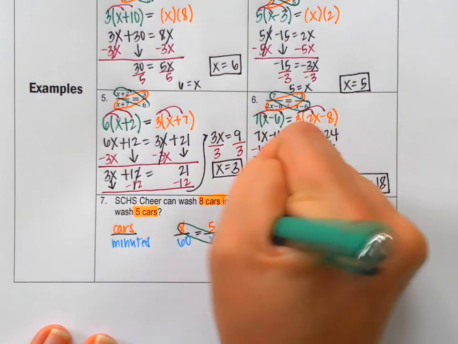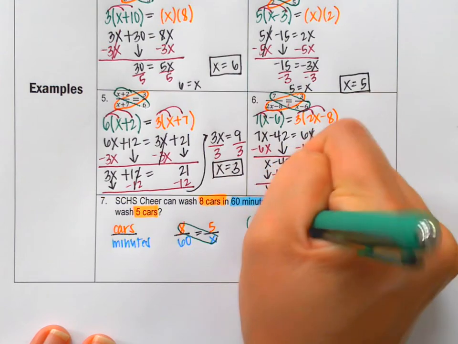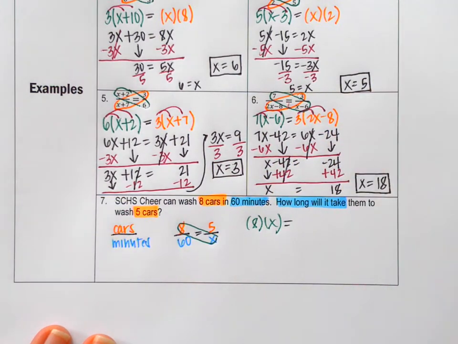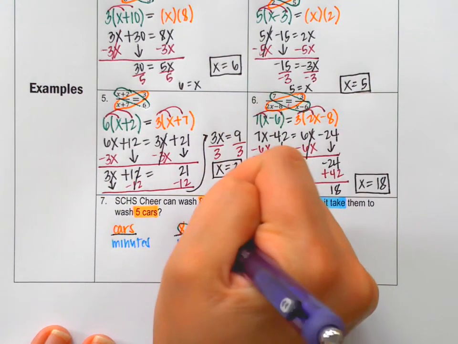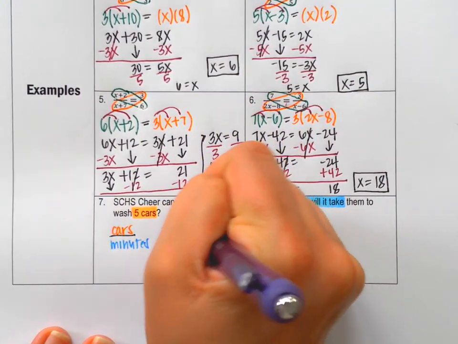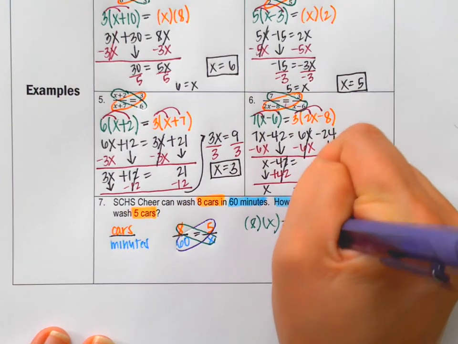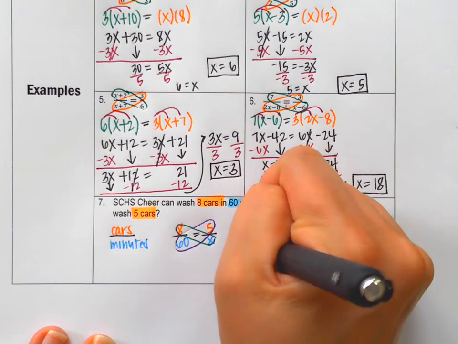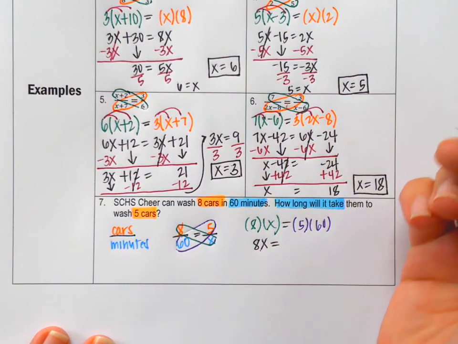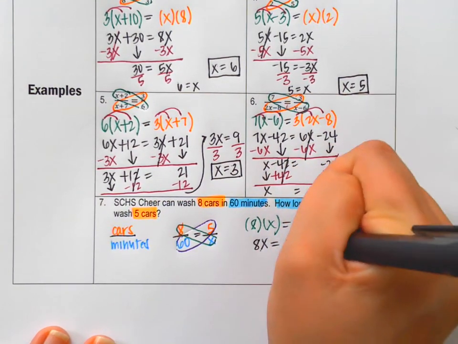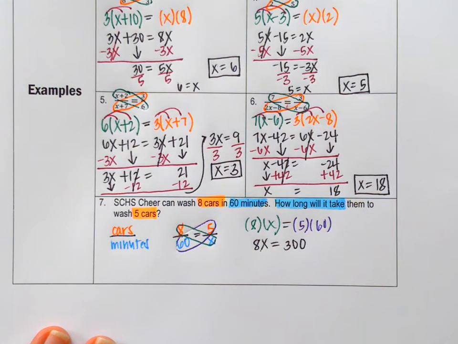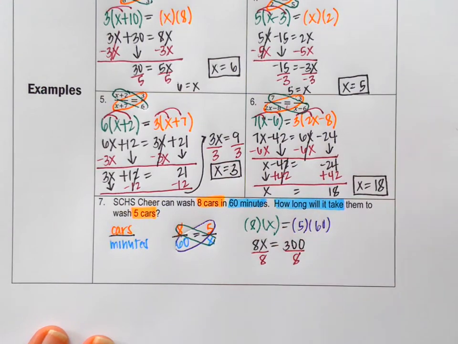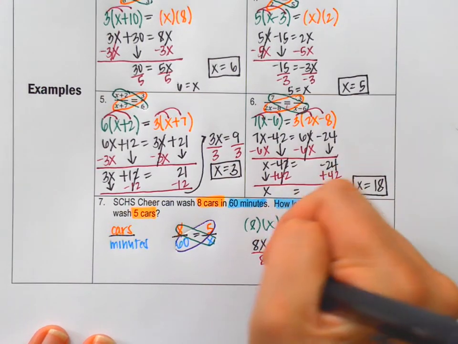So 8 times x is equal to 5 times 60. And multiply it together. So 8 times x is just 8x. 5 times 60 is 300. To get x all by itself, I need to divide both sides by 8. And when I do that, I get x equals 37.5.